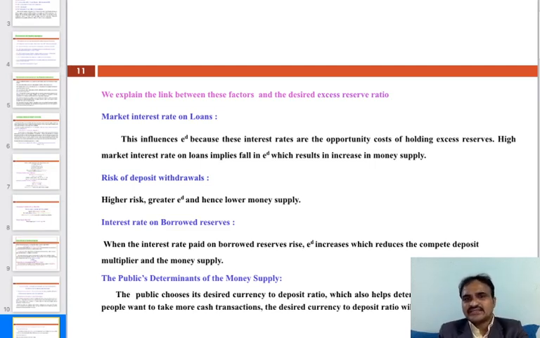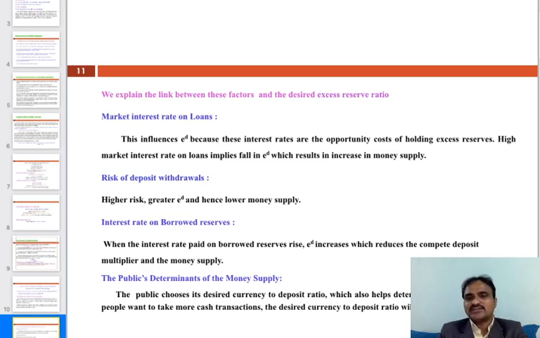First, the market interest rate on loans. This influences ED because interest rates are the opportunity cost of holding excess reserves. A high market interest rate on loans implies a fall in the excess reserve ratio, which results in an increase in the money supply. Risk of deposit withdrawals: higher risk means a greater excess reserve ratio and a lower money supply. Interest rate on borrowed reserves: when the interest rate paid on borrowed reserves rises, excess reserves increase, which reduces the deposit multiplier and the money supply.